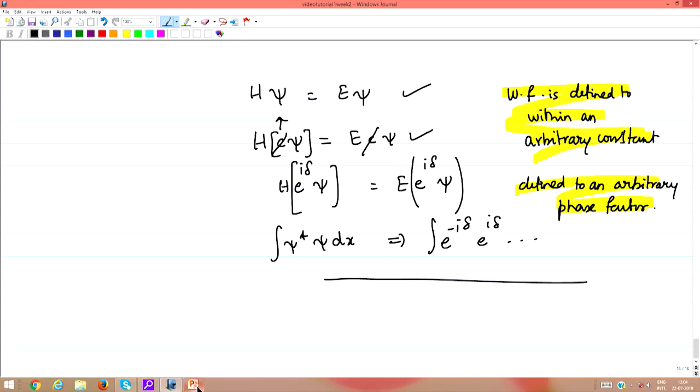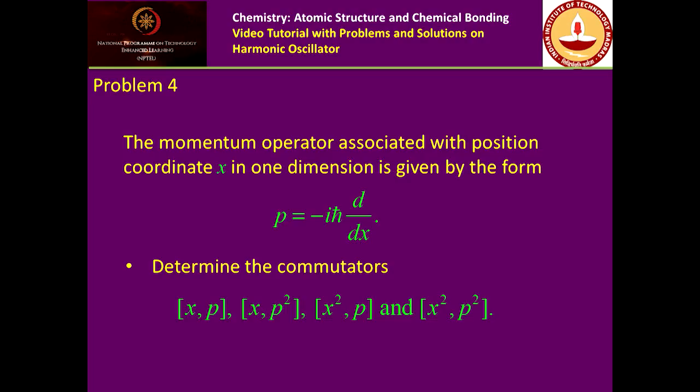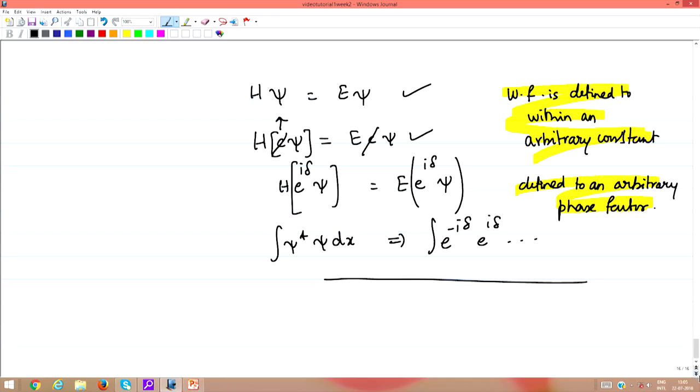Let us go to the next problem. Problem 4 is an algebraic calculation for you. The momentum operator associated with the position coordinate x in one dimension is given by the form p is equal to minus I h bar d by dx, and therefore, you are asked to calculate the commutators. Commutators are important, and commutator essentially, I think it has been defined in the lecture. If not, let me do that now. Let us go to problem 4.